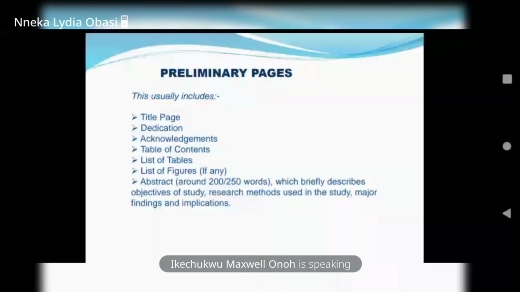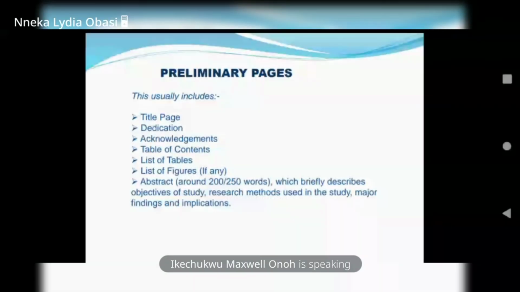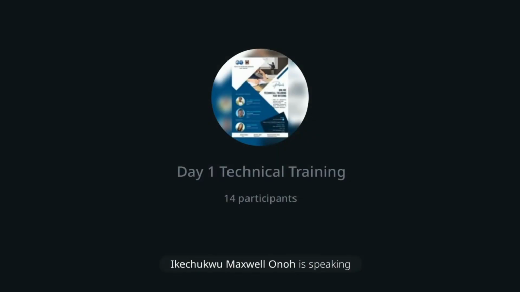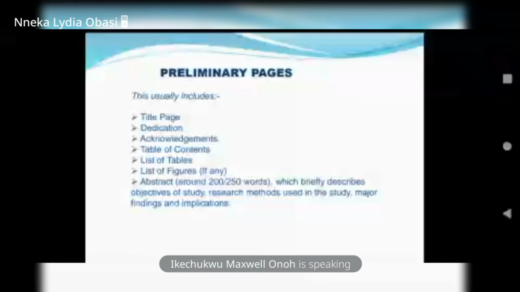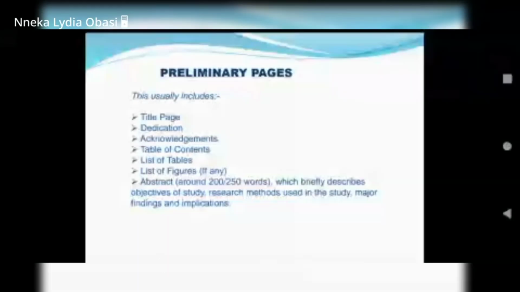Then the abstract. The abstract is just a brief description of your summary. In that brief description, you describe the objective of the study, the research method employed, major findings, and their implications. Next slide.